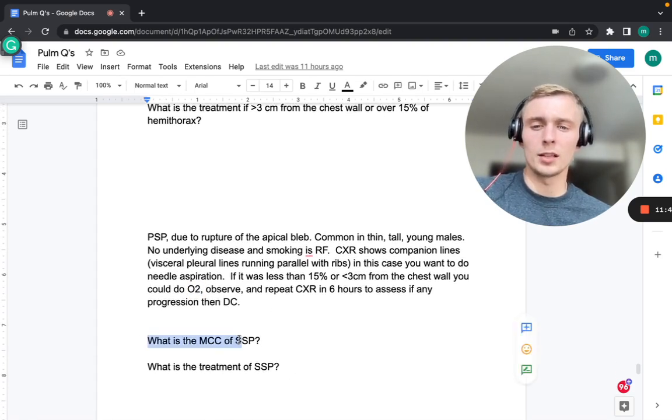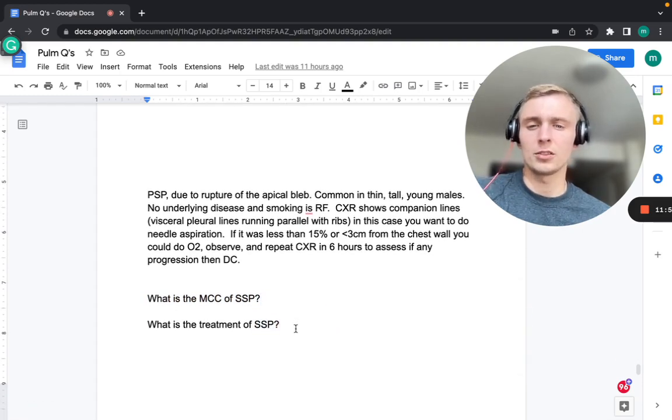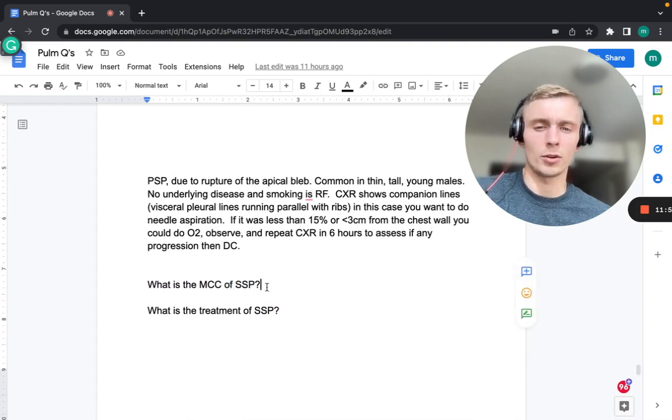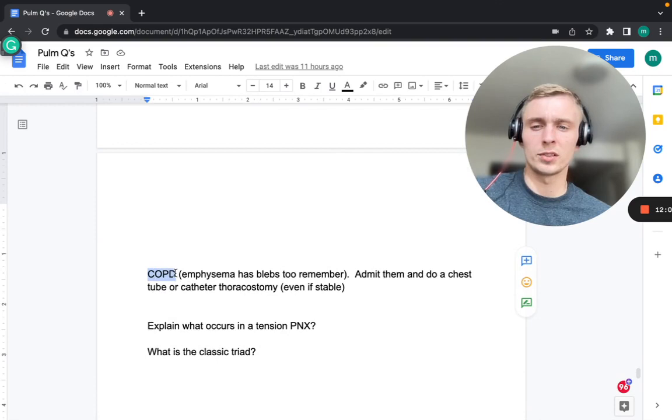What is the most common cause of a secondary spontaneous pneumothorax? What is the treatment for a secondary spontaneous pneumothorax? So the most common cause of a secondary spontaneous pneumothorax, we already said it a little bit earlier. That's going to be COPD, of course. So remember in emphysema, they commonly have those blebs, those apical blebs. We should remember that. So that's the most common cause of a secondary spontaneous pneumothorax.